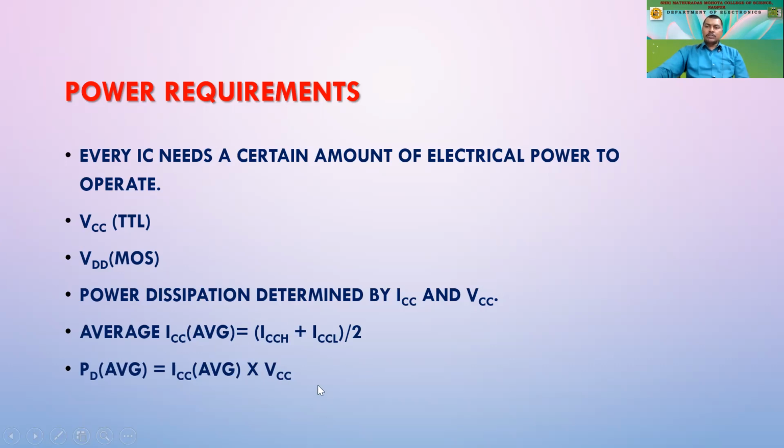I told you that power is the product. Power is nothing but the product of the current as well as voltage. Current into voltage is called the power. So here we have first calculated ICC average, and accordingly we take the product, ICC average into VCC. Current into voltage will give you the power. If you have taken ICC average, we have an average power dissipated. That is the power requirement which is needed by an IC to function faithfully.